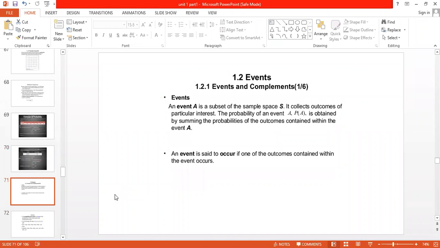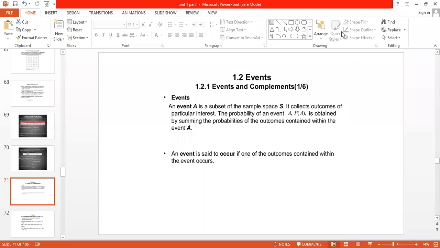We have already discussed what an event is. An event is a subset of the sample space. It collects the outcomes of particular interest. The probability of event A, denoted P(A), is obtained by summing the probabilities of the outcomes contained within the event.